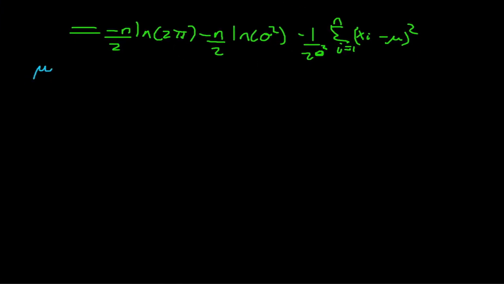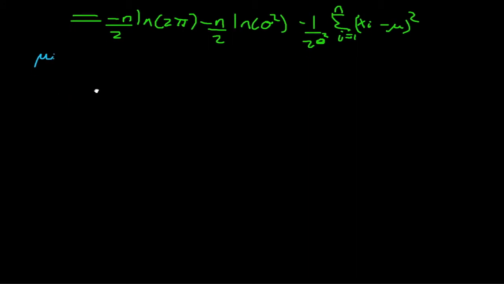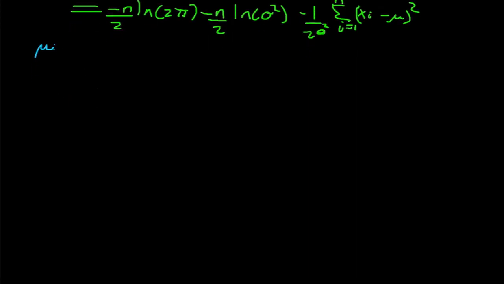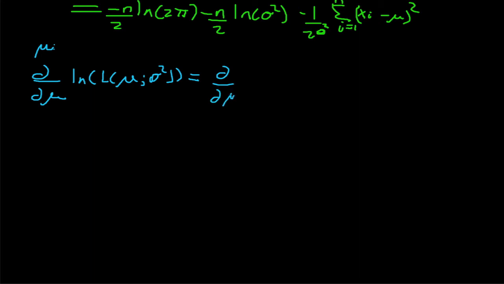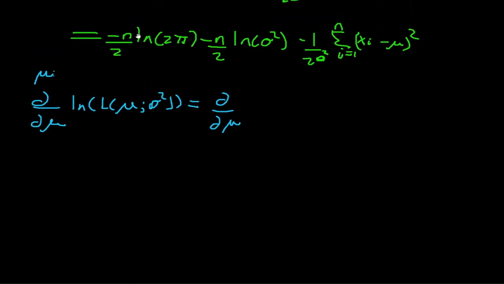Sorry for this ugly mu. And we will need to find the value of mu that will maximize this log likelihood function. And we will do this in the same way as always. We will just take the partial derivative with respect to mu of the log likelihood function. And as you guys can see from the equation above, this term does not depend on mu and this term does not depend on mu. So if we differentiate with respect to mu, of course this will be 0.